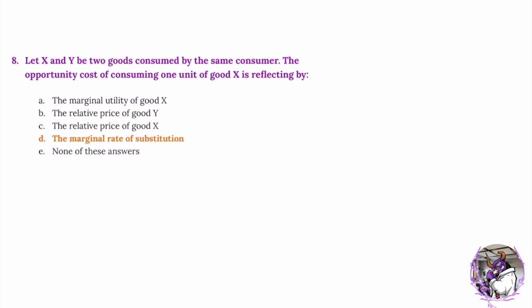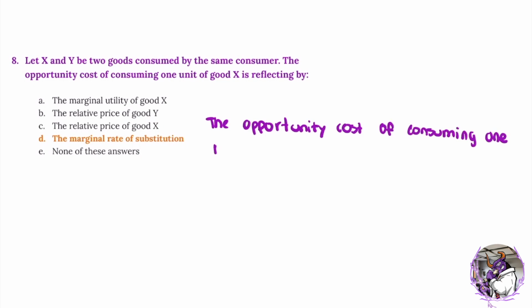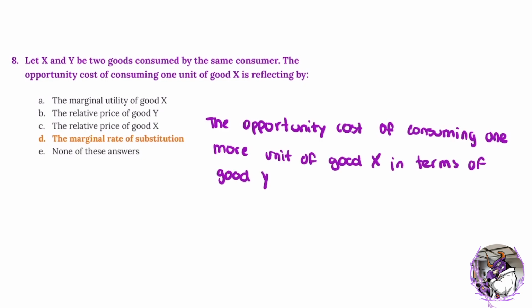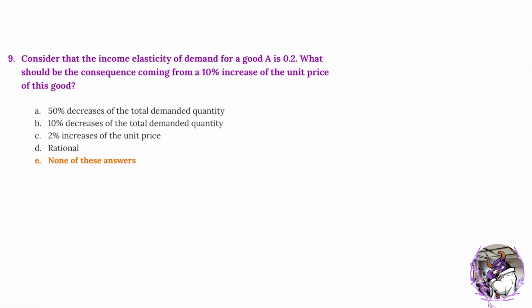Question 8. Let X and Y be the two goods consumed by the same consumer. The opportunity cost of consuming 1 unit of good X is reflected by, the correct answer is answer D, the marginal rate of substitution. Because the opportunity cost of consuming 1 more unit of good X in terms of good Y is given by the MRS of X for Y.